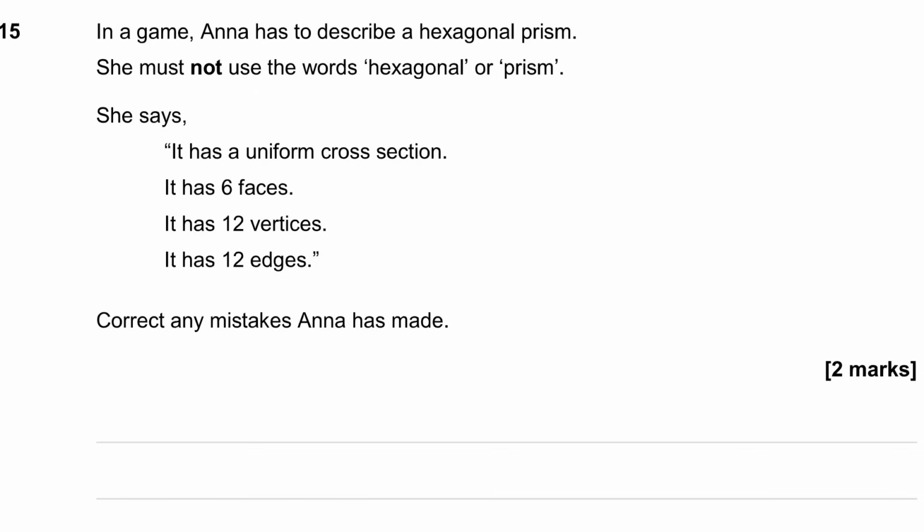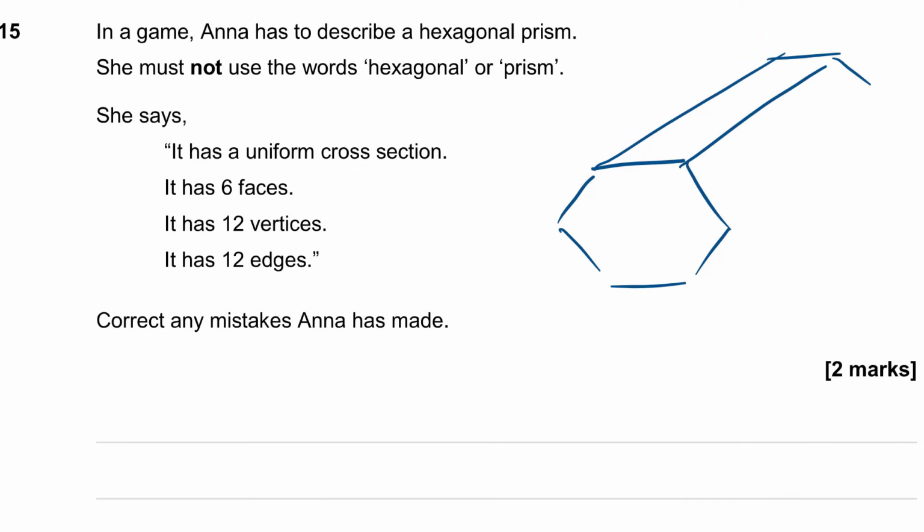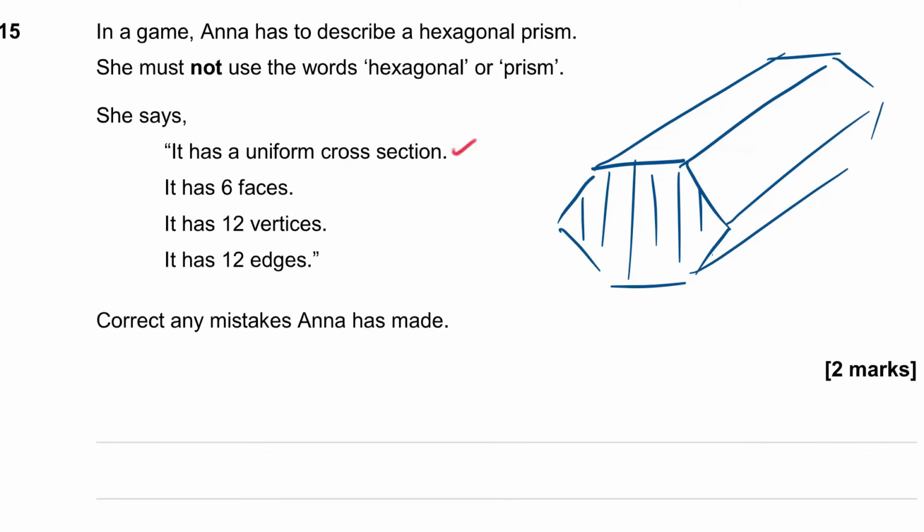Okay, so it has a uniform cross-section. That is true. A hexagonal prism is a hexagon all the way through, isn't it? So it's like a shape that looks like this. Okay, so it's going to have a uniform cross-section. So that is correct. It has 6 faces.